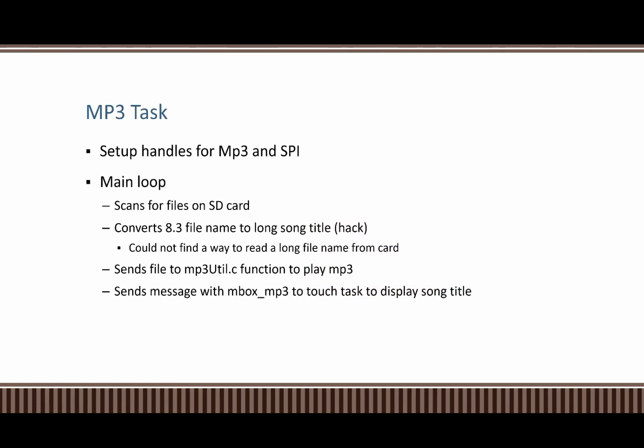The MP3 task sets up handles for MP3 and SPI, and the main loop scans for MP3 files on the SD card. It converts 8.3 file names to a long song title. I couldn't find a way to read the long file name from the card, so I hard-coded the song titles in my MP3 task. And this sends the file to mp3_util.c to play, and then it sends a message from the MP3 task to the touch task.